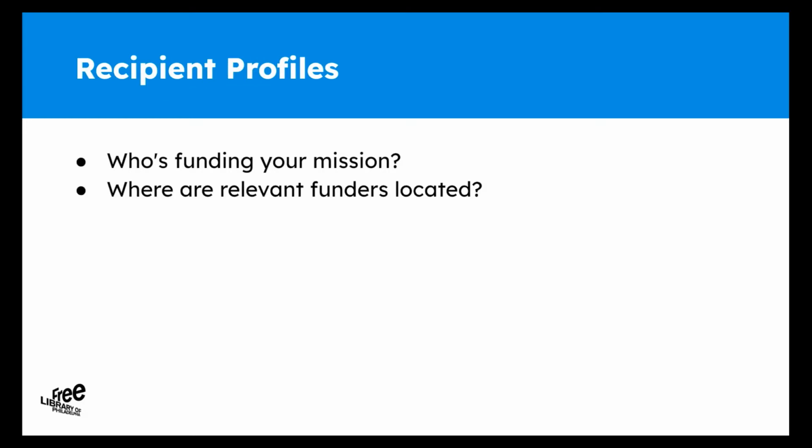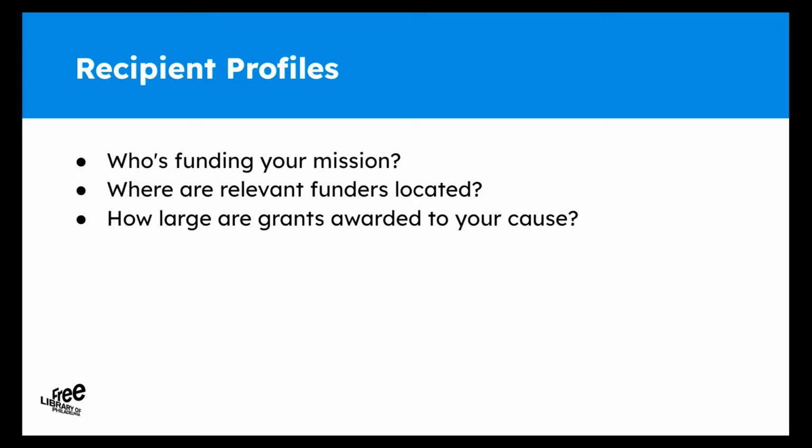If you look at the profile of an organization that is similar to your organization, you might discover new insights and funding opportunities. A recipient profile will show you what types of funders are giving to your mission, where their funders are located, and will help you understand how much funders are giving to peers and how many grants a recipient is receiving. You will be able to see if similar organizations are receiving small grants, medium grants, or large grants.